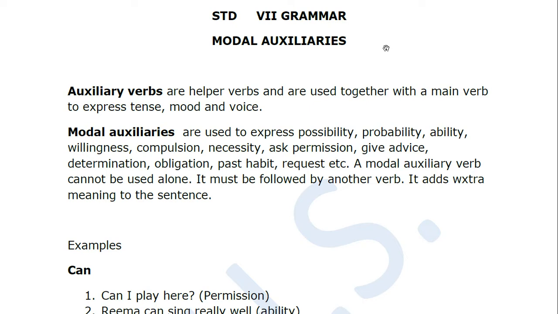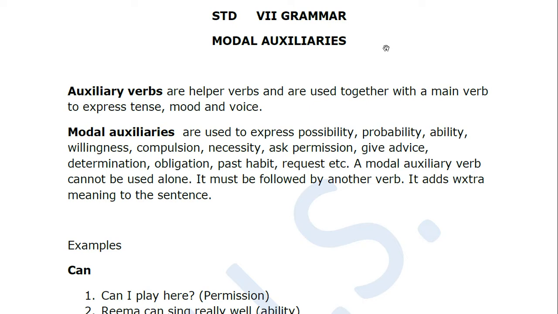Modal auxiliaries are used to express possibility, probability, ability, willingness, compulsion, necessity, asking permission, giving advice, determination, obligation, past habits, request, etc. A modal auxiliary verb cannot be used alone. It must be followed by another verb. It adds extra meaning to the sentence.